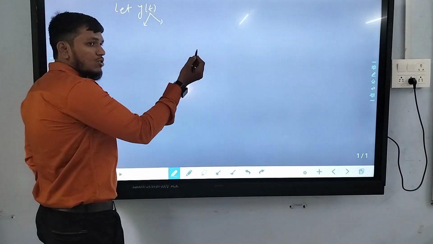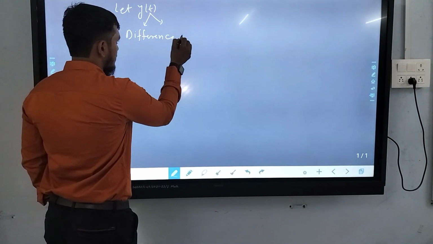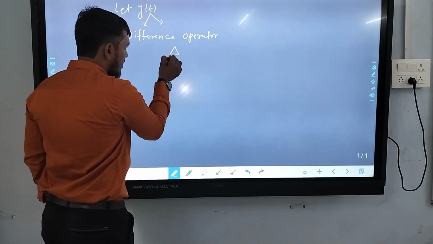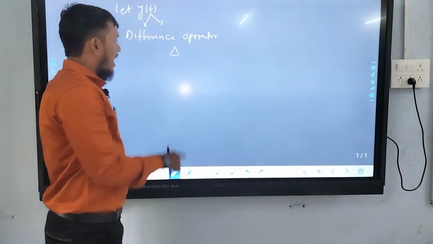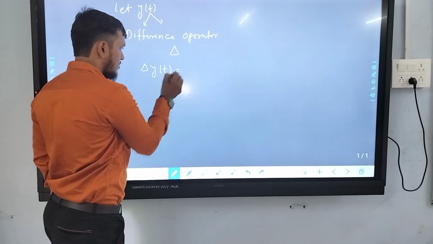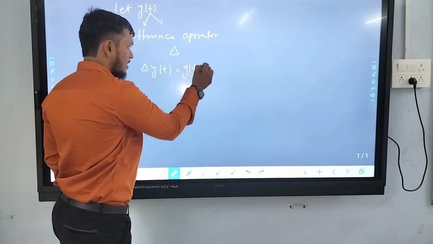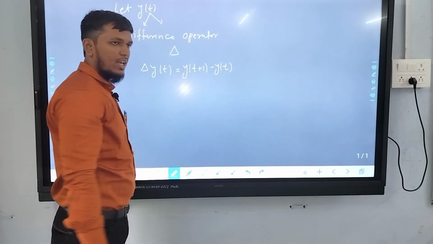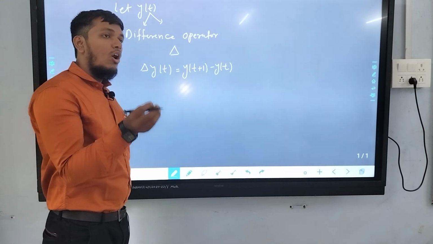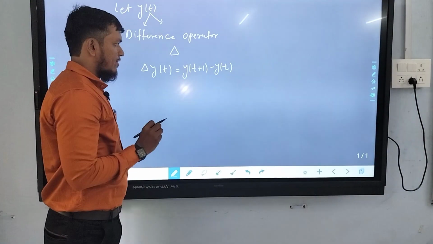The difference operator is denoted by this triangle. When this difference operator operates on y of t, in the output we get y of t plus 1 minus y of t. So this is the definition of the difference operator, how it operates on a function y of t.